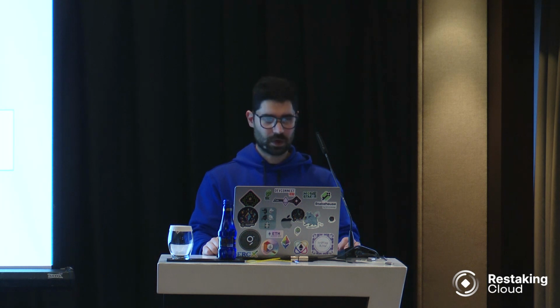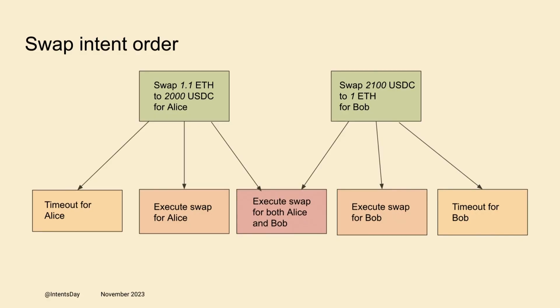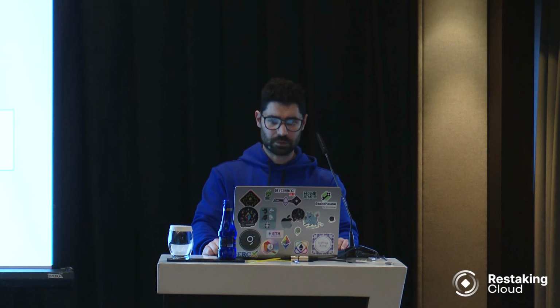All right, so coming back to this ordering here. Here I have perhaps a canonical example with the swap intent. We have two swap intents existing here. One swap intent says that Alice wants to swap 1.1 ETH for 2,000 USDC, and Bob wants to swap 2,100 USDC for 1 ETH.